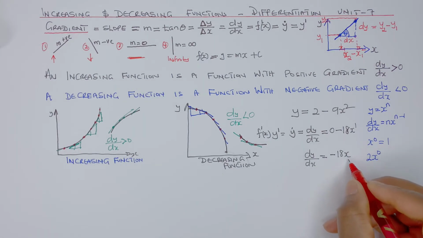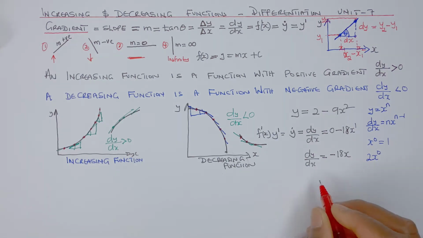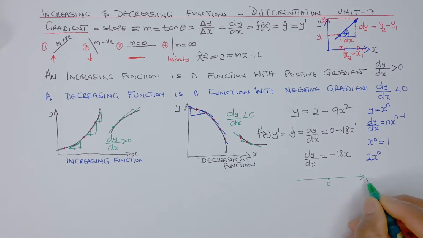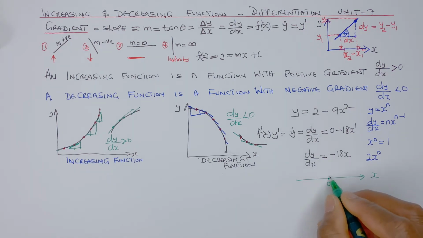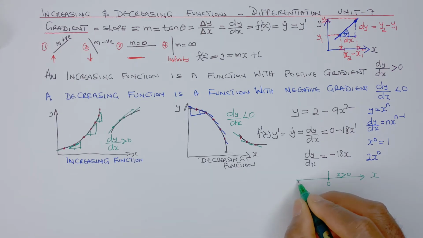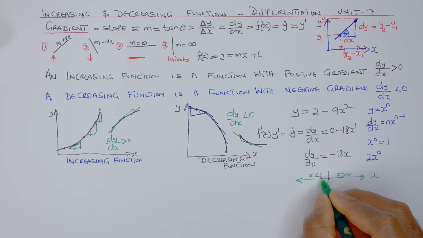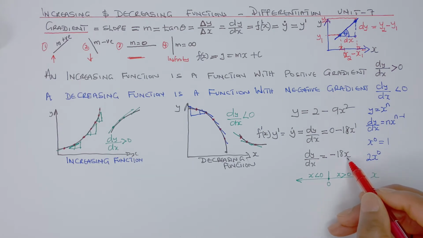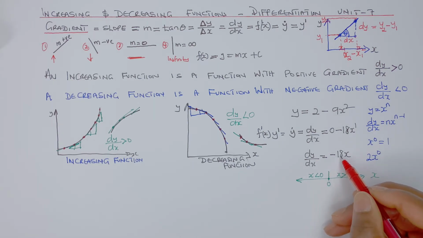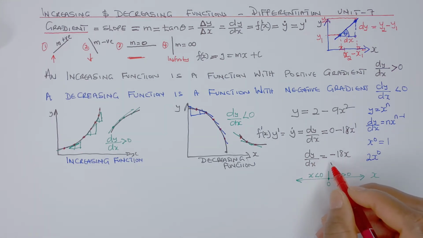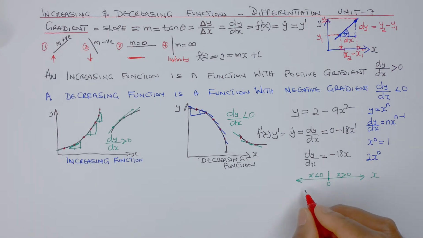So what value of x can I put in here? Starting here, 0, that's the x-axis here. So this side of the x-axis is x greater than 0. This side here is x less than 0. When x is less than 0, that means negative. If I put negative here, negative times minus 18 will be plus. So therefore, dy/dx is positive. So that's increasing function. So this side here is the increasing function.